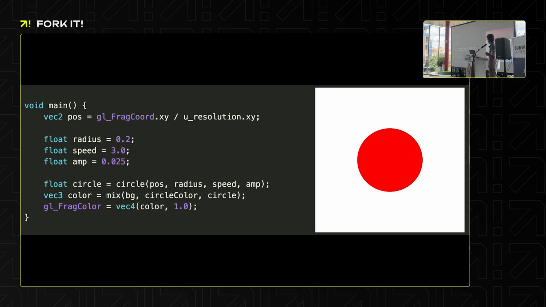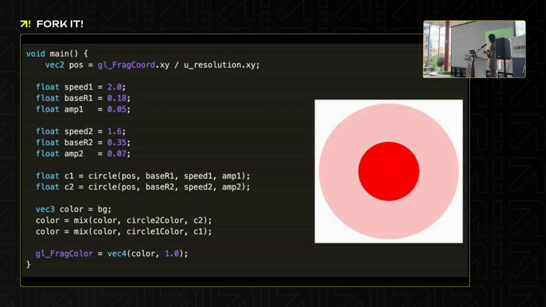So now our main function will be much cleaner. As you can see, we have the radius 0.2, the speed 3.0, and the amplitude is 0.025. And we just call the function here, and we draw the color. And we have the same result, but it's much cleaner now, and it can be more readable. So now we can use this function to draw another circle. Let's have a bigger circle, but with a less red color.